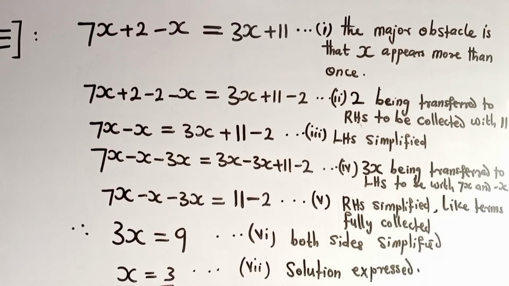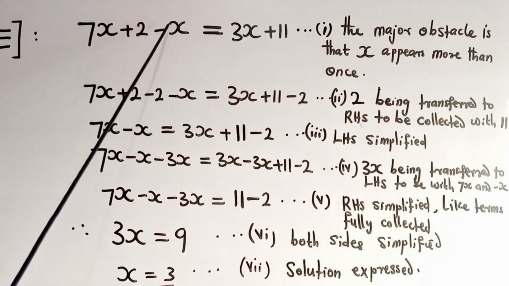Those who don't want to bother themselves with the origin should just collect like terms by transferring the numbers from one side to the opposite side, and the sign will change. When the terms are already on one side, please don't change the sign. When a term is just moving closer to another term without crossing an equality sign, don't change the sign.